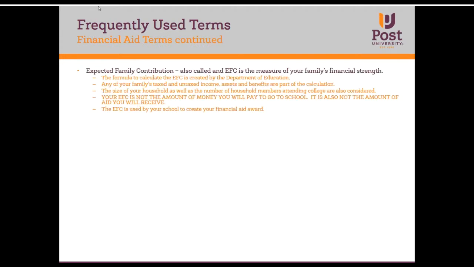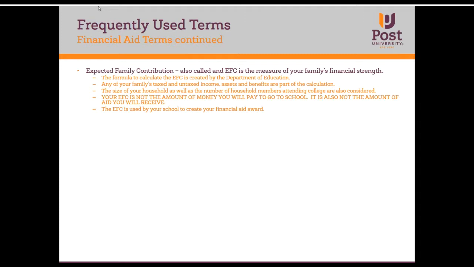So we're going to keep going on terms. So the expected family contribution. We used that before when we were talking about the cost of attendance. But the expected family contribution is a number that the Department of Ed determines from your FAFSA information that says how strong your family is financially. This is not how much you're going to be expected to pay to go to school. This is not how much your award is going to be. This is strictly an amount in dollars that we're going to use as financial aid advisors to determine what types and how much aid you get.